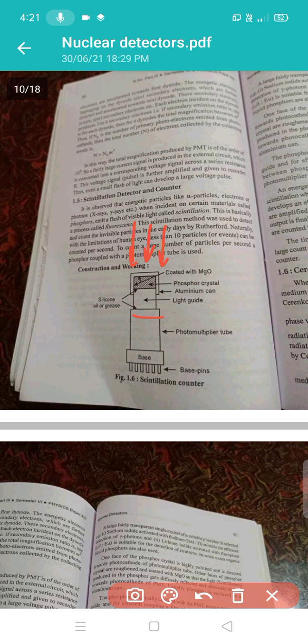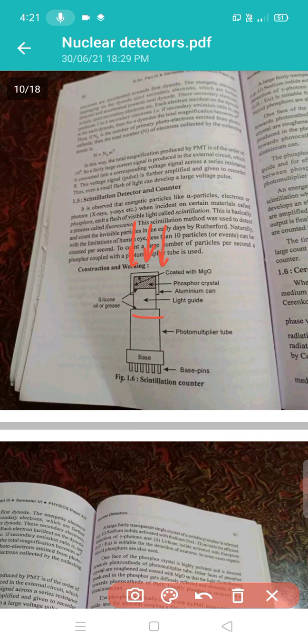We learn the whole working of the photomultiplier tube. What happens in the photomultiplier tube? There is a photocathode, and when light is incident on the photocathode, photoelectrons are emitted from its surface, and these photoelectrons are accelerated towards the first dynode. The energetic electrons impinging on the dynodes eject secondary electrons, and these secondary electrons are further directed and accelerated towards the next dynode.